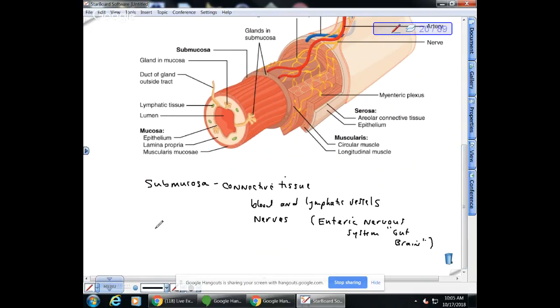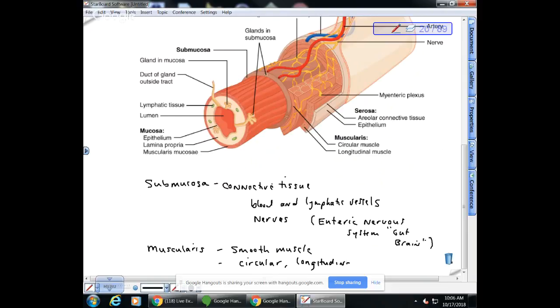The next thing that we have is the muscularis. So the muscularis is muscle tissue, specifically smooth muscle. And it has different layers. In most of the digestive system, there are circular muscles that, when they contract, cause the lumen to become smaller. And then we also have longitudinal muscles. So there are two layers of those muscle tissues.